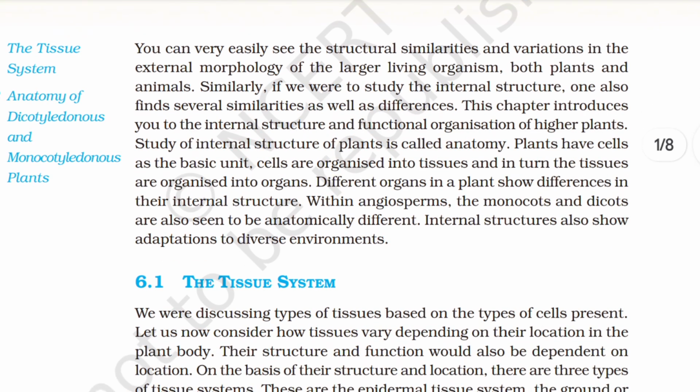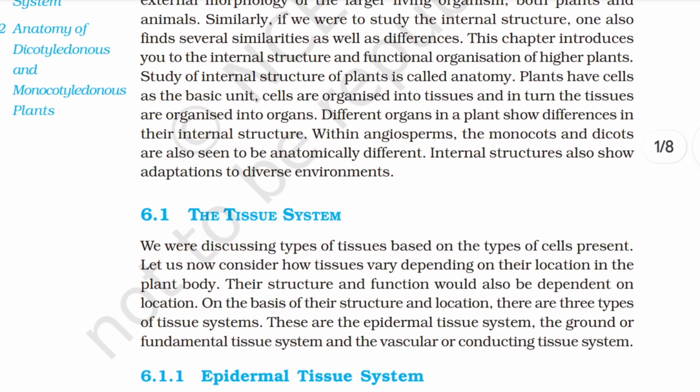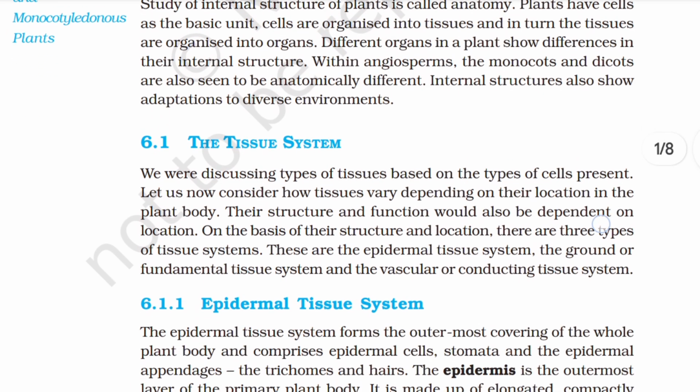Study of internal structure of plants is called anatomy. Plants have cells as a basic unit. Cells are organized into tissues, and in turn, the tissues are organized into organs. Different organs in a plant show differences in their internal structure. Within angiosperms, the monocots and dicots are also seen to be anatomically different. Internal structures also show adaptations to diverse environments.